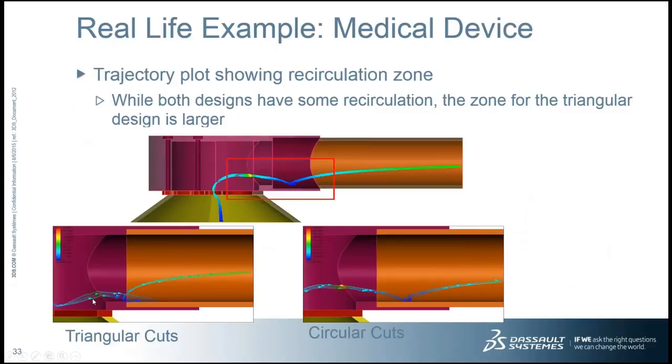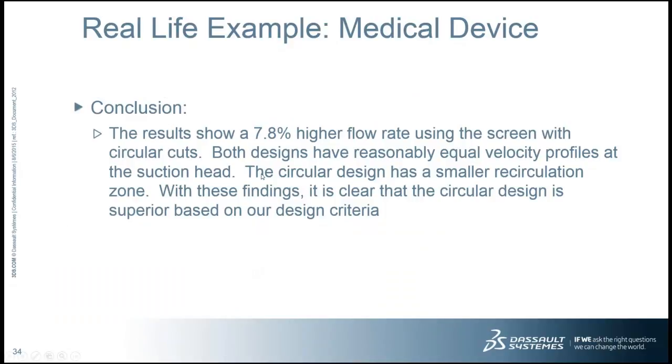When we look at the triangular cut, the flow comes in, but as it enters in and goes around this elbow, you can see that there's a bit of a recirculation, and it's a little bit larger area of recirculation versus what we have when we look at the circular cuts. It comes in, there's a slight recirculation, and it continues on its way. So as far as recirculation, the circular cut gives us a better result versus the triangular cut. So our results tell us that about 8% higher flow rate with the circular cuts versus the triangular cut.